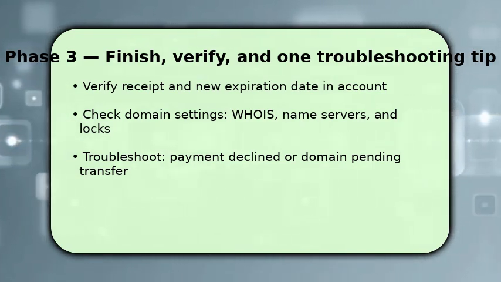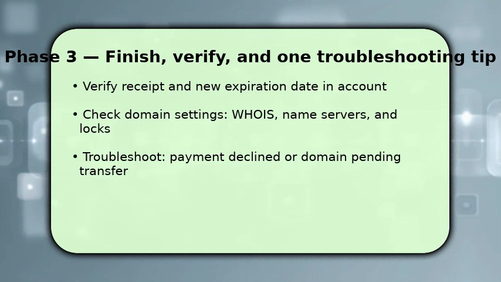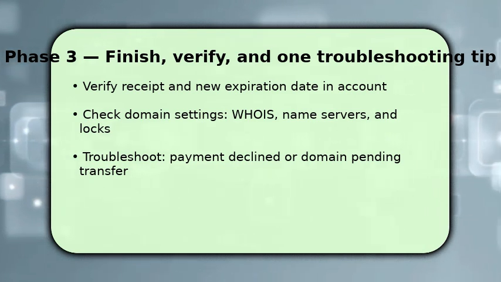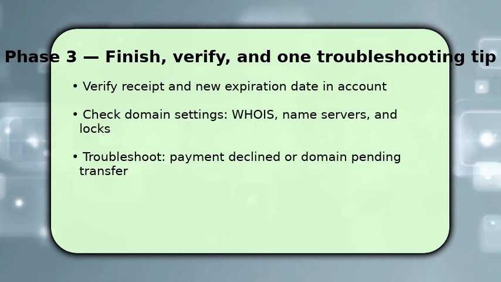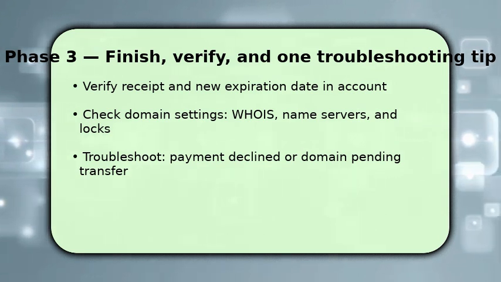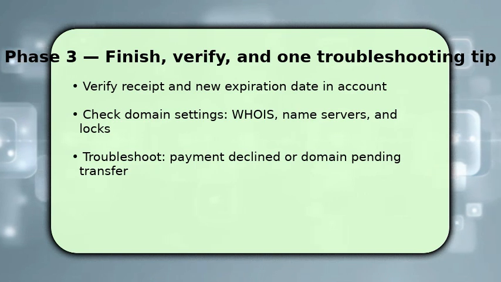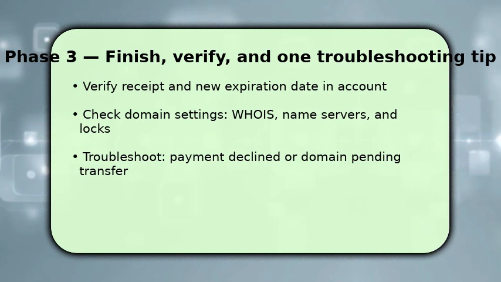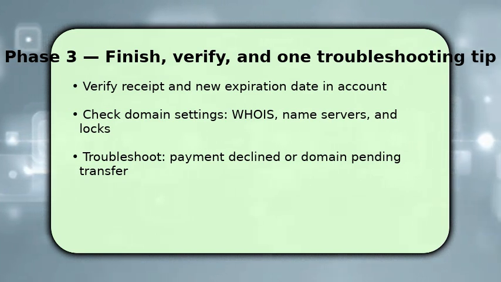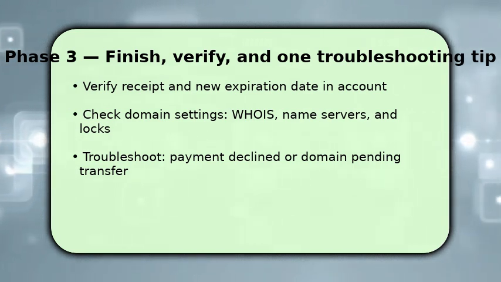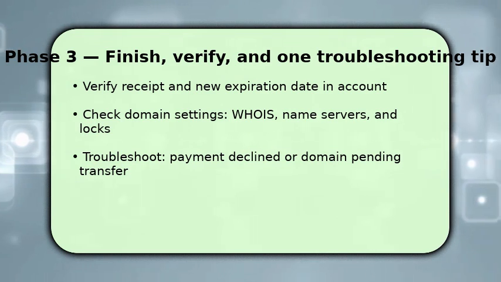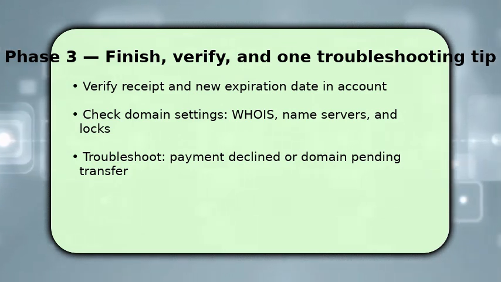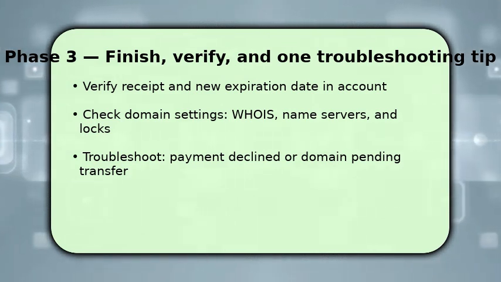Once renewed, make sure domain settings like whois contact info, name servers, and domain lock status remain correct. This prevents unintended transfers or lapses. If the payment is declined or the renewal shows pending, retry with an alternate card or contact your bank. If a transfer is in progress, pause renewal until the transfer completes. One key troubleshooting tip: check billing alerts and spam for the confirmation email.